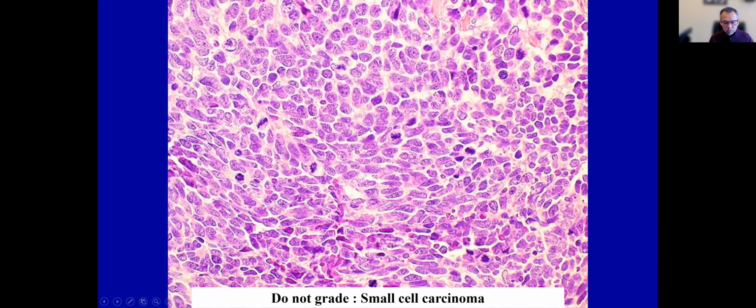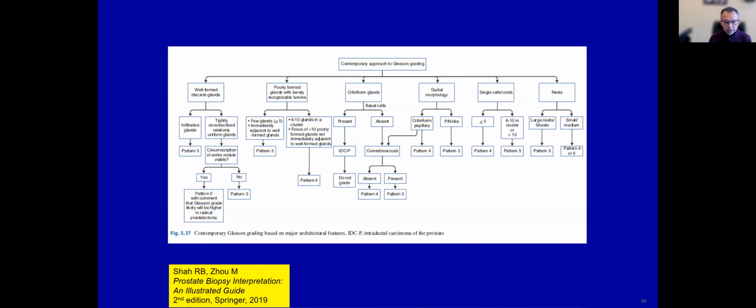Here is an example of small cell neuroendocrine carcinoma. Patient with this is considered to be a very aggressive form of cancer. The patient would require a platinum-based chemotherapy. Typical standard androgen deprivation therapy may not be effective in this patient. So again, important not to grade this. This is from my book, where you can use these decision points as a guide to determine the grade. And this is one of the kind of flow chart that is available in that book.